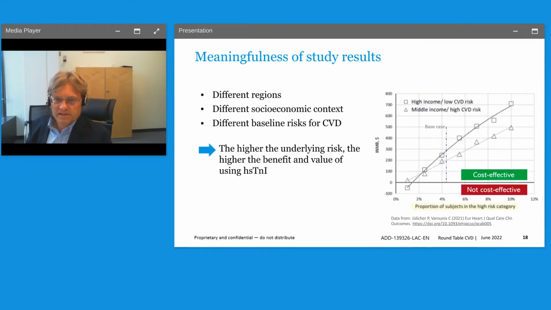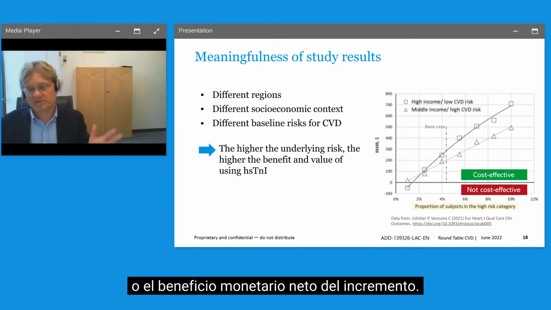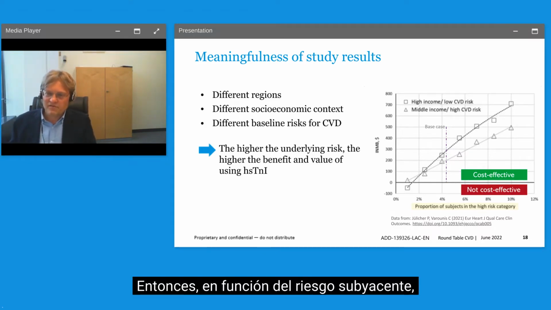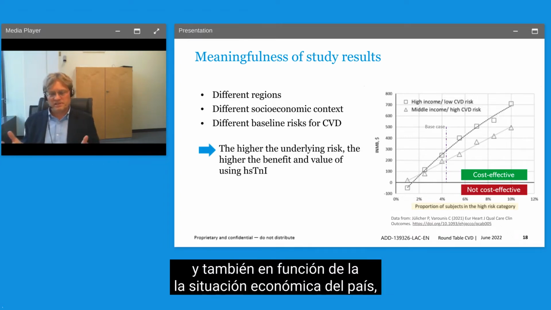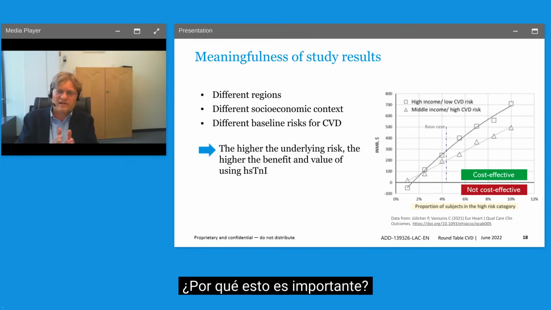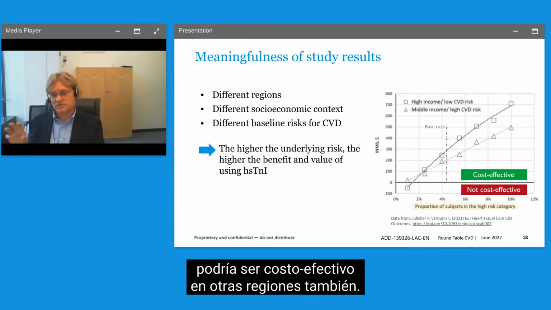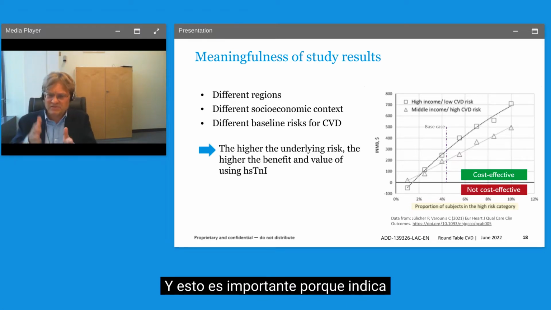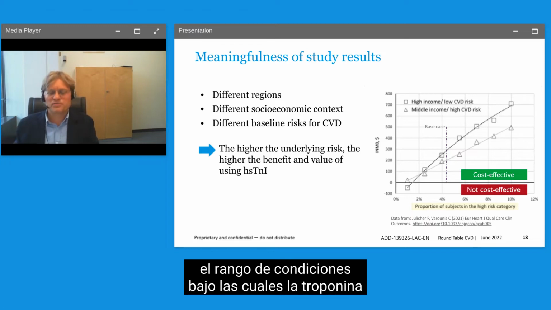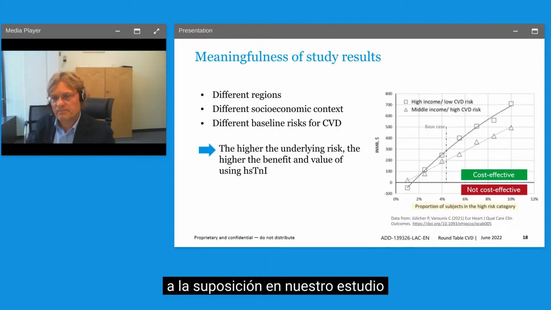So this is a very important slide, and this chart shows the size of the benefit, the incremental net monetary benefit, as a function of the underlying risk and also as a function of the country's economic situation, because we use these two different settings as a comparator. Why is this important? Because this graph helps us to understand whether screen and prevent could be cost effective in other regions as well. And this is important because it indicates the range of conditions under which troponin would be cost effective, or the troponin risk assessment. And the dotted line really refers to the assumption in our study.